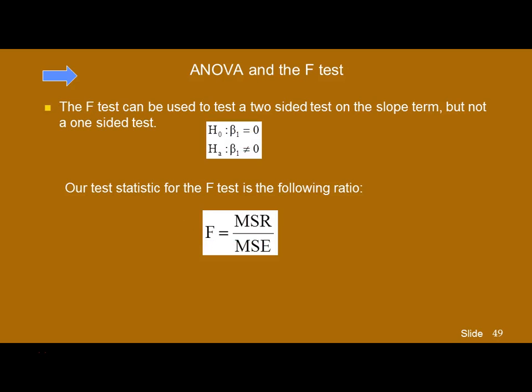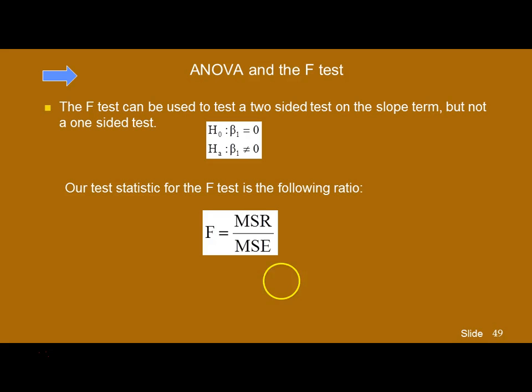Besides the t-test, which we've already looked at, there's another test called the F-test that can be used to test a two-sided hypothesis test on the slope term. That is, it can test the hypotheses: is beta 1 equal to 0 or is beta 1 not equal to 0. However, the F-test cannot be used for a one-sided test for some technical mathematical reasons that we don't need to be concerned with.